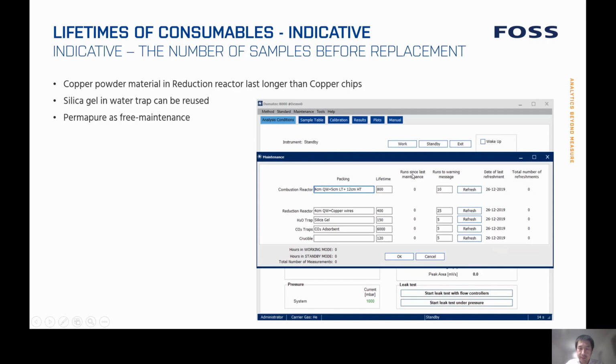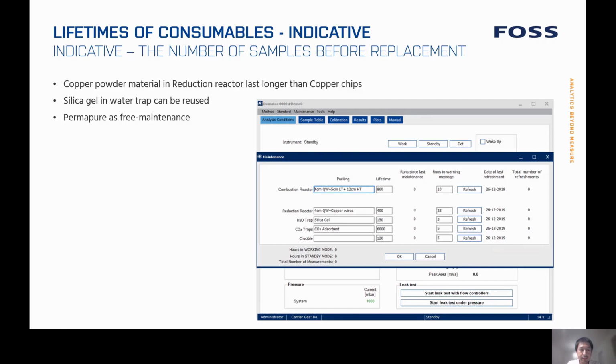The software automatically counts how many runs you have done since the last maintenance, so there will be numbers showing here. And you can define when the software gives you the warning message. Like here, if you set 10, that means when 10 runs are left, the software gives you the warning message that it is time to change consumables. So that is very easy for the operator to know when to change the consumables. So here is the list of the major consumables you have to change in daily operations.